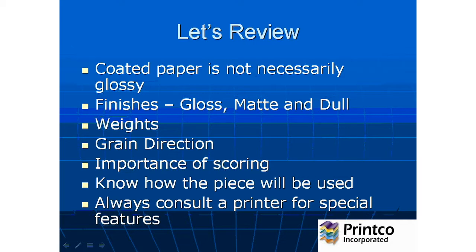The most popular weights for text are 60, 70, 80 and 100 pound. The most popular weights for cover are 65, 80, and 100 pound. Some papers are measured in points, not pounds. Grain direction has an effect on the quality of a fold and the strength of a perforation. Heavier weights of paper require scoring prior to folding. How the printed piece is going to be used will have a bearing on your paper selection. And finally, always consult with your printer when it comes to any special features that you may have.